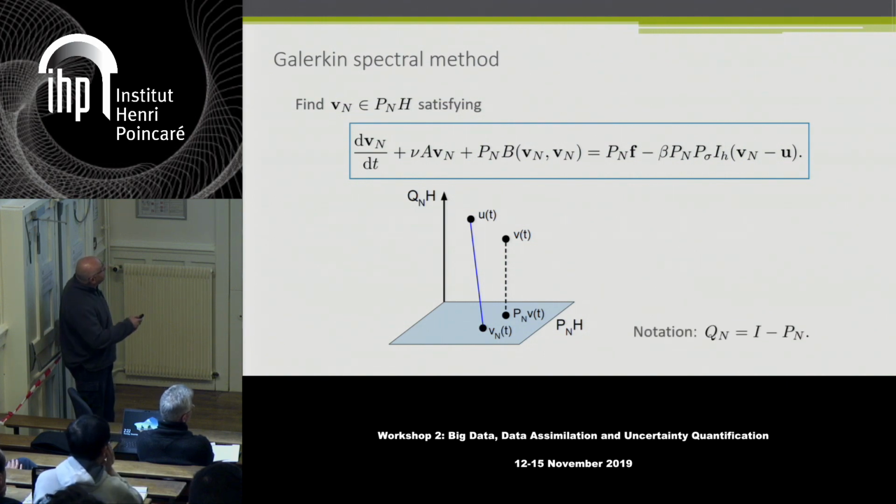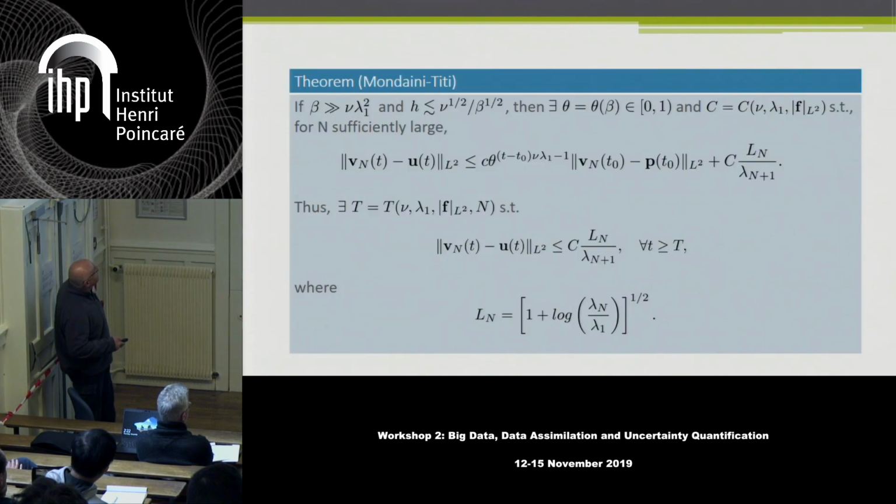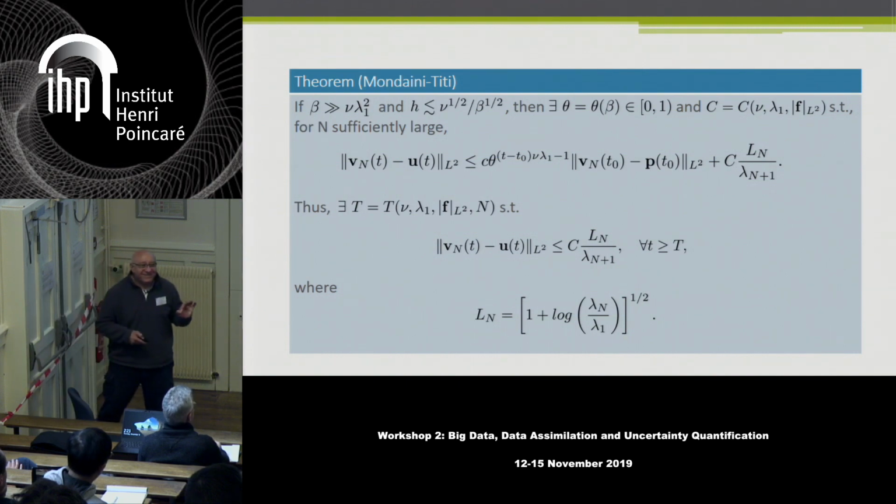What we can prove, this is basically the picture. I don't have much time to explain this picture, but this is the exact solution, and this is the solution of the projection of the approximate solution. We know that the difference goes to 0, but now there is error because of the Galerkin procedure. So here is the result with Mondaini. Again, if beta is large enough and h small enough, there is a delta which is less than 1 such that Vn, now the solution of Galerkin, minus the reference solution, the difference is converging exponentially fast with an error which is uniform in time.